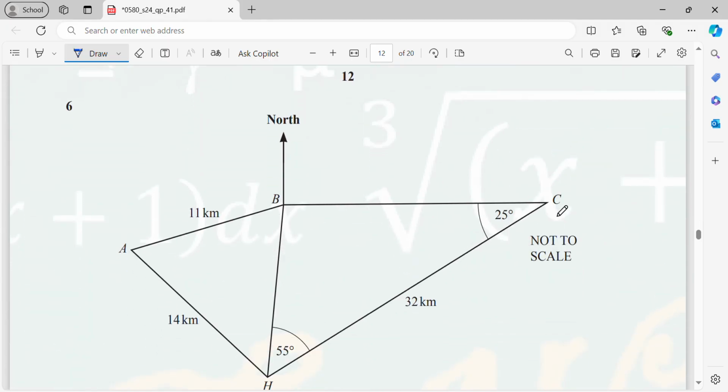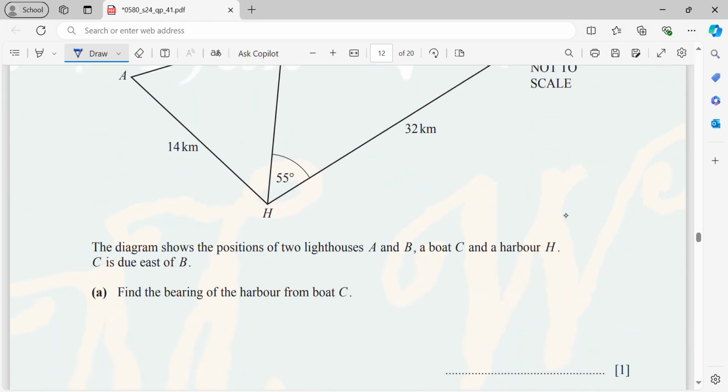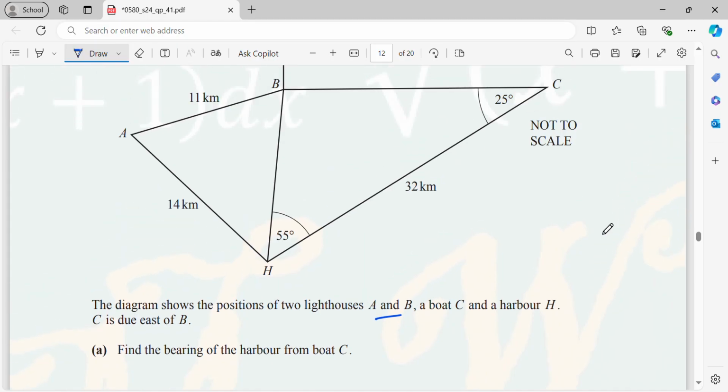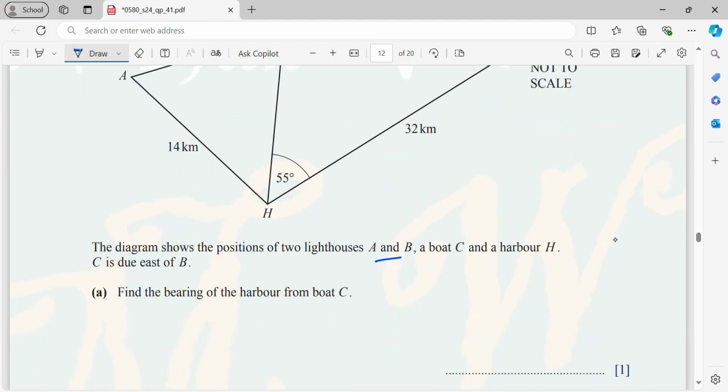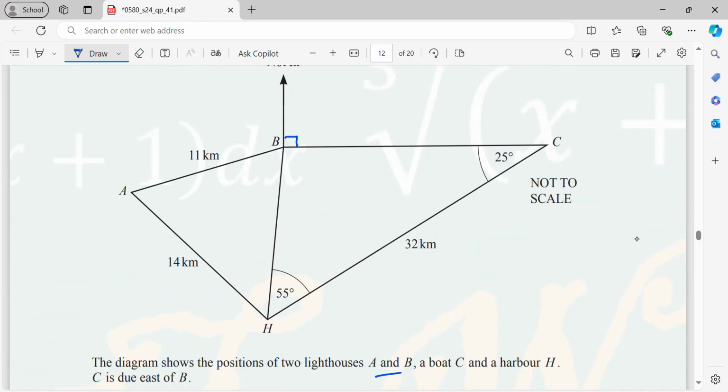Question number 6. Now the diagram shows the positions of 2 lighthouses A and B, a boat C, and a harbour H. C is due east of B. Okay, this is due east. That means it's 90 degrees. Now find the bearing of the harbour from boat C. From boat C means your bearing is here.